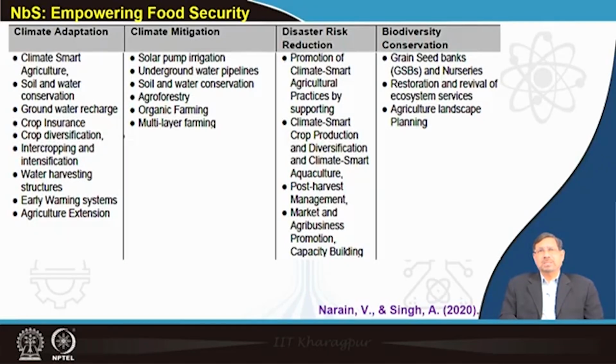And similarly, as far as disaster risk reduction is concerned, the promotion of climate smart agriculture practices by supporting various nature based activities, climate smart crop production and diversification, climate smart aquaculture activities, post harvest and management activities, and also market and agro business promotion and capacity building activities can be well coordinated under nature based solutions.